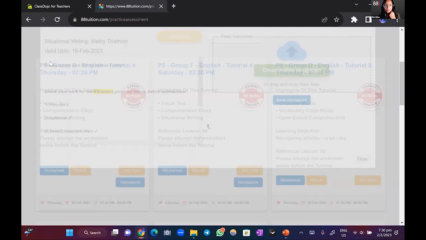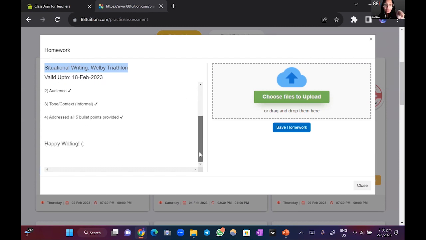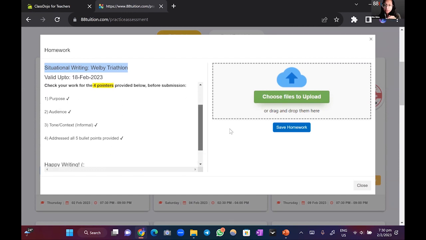Can you see my screen? Situational writing, Webley triathlon. Do you see this? If you click on homework, you see this. It says a triathlon. This is the place where you're supposed to upload your situational writing. Is that clear, everyone? Clear, Liana? When I click it, it has the line.